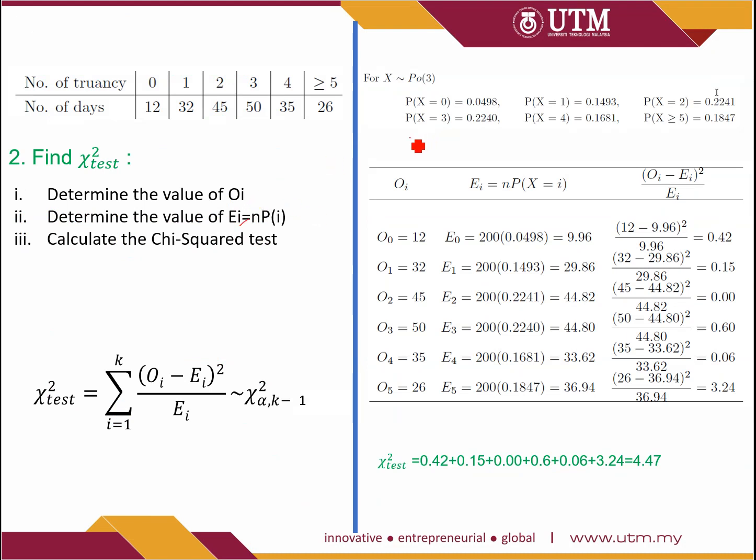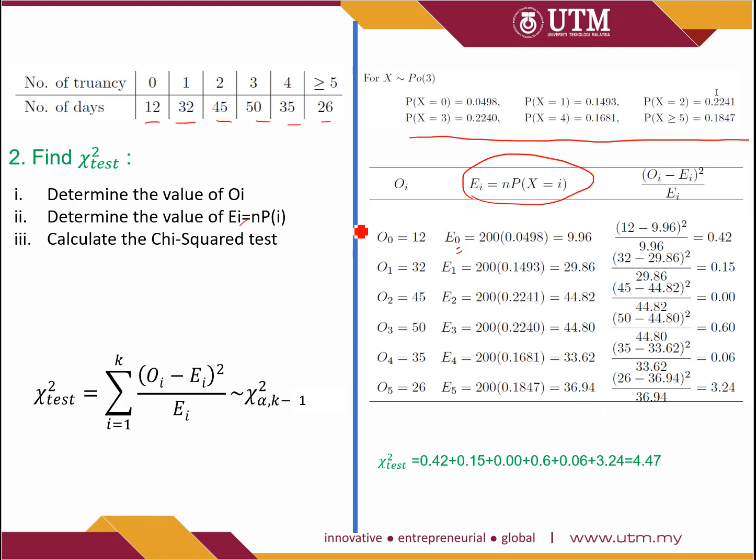Now this is the probability of the Poisson. After you know the probability, you can insert all these values into the formulas of Ei. The total of your M is 12 plus 32 plus 45, 50, 35, and 26, which is 200. For your Pi, when X is equal to 0, your probability is 0.0498. Just sub in all the values one by one into the formulas and you will get the answer.